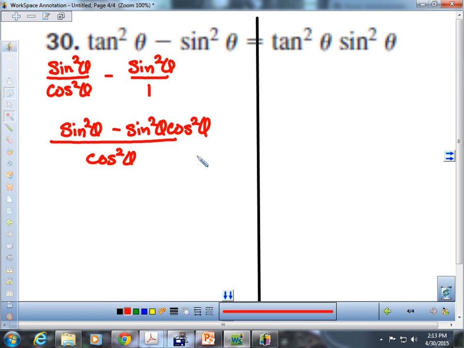Okay. So now I've got one single fraction. Dawson, I recognize something in the numerator. I recognize something about those two terms. They share a sine squared, right? What can we do with that then? We could factor it out, right? So if I factor that sine squared theta out, what would I be left with? 1 minus cosine squared theta, right? Over cosine squared theta.